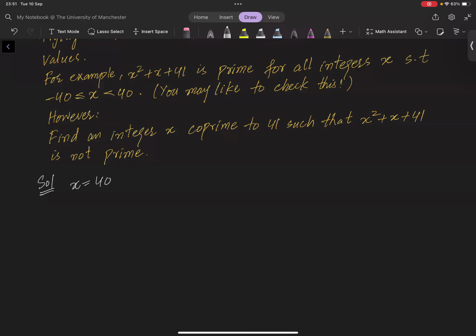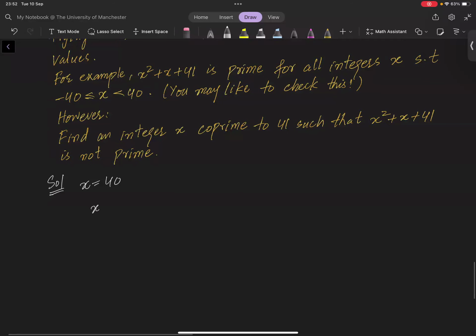How? Let's say 40 squared plus 40 plus 41 is going to be 1600 plus 40 plus 41, and that is going to be 1681. And this is not a prime.